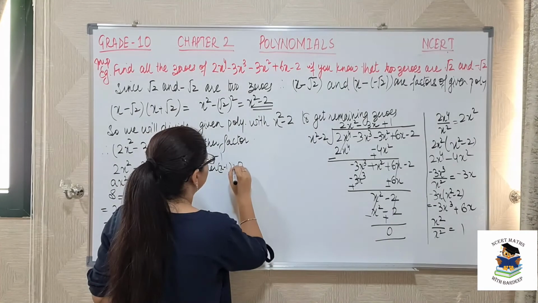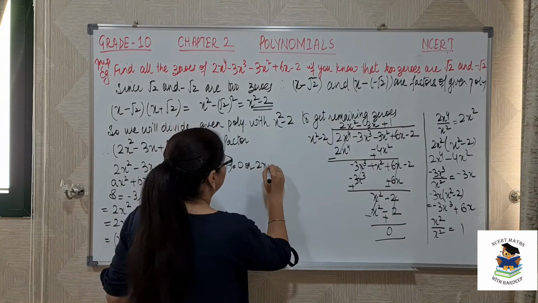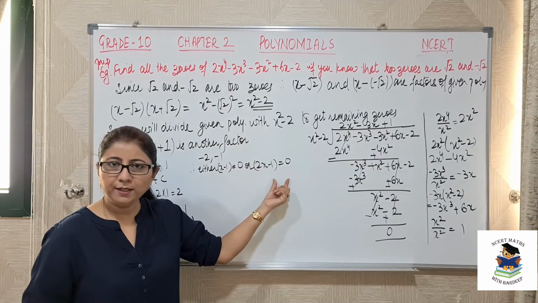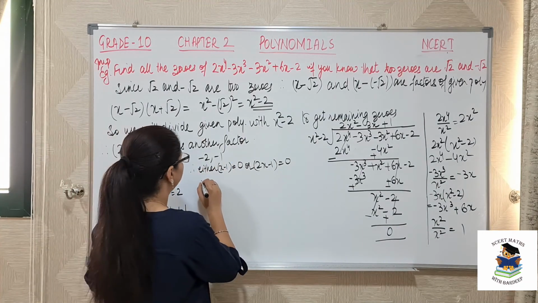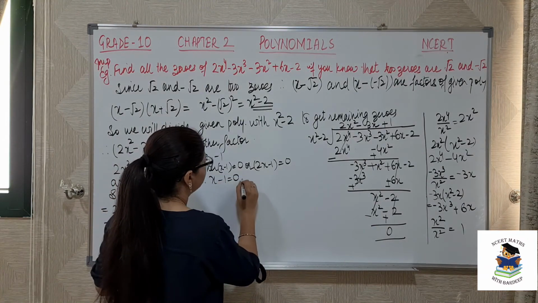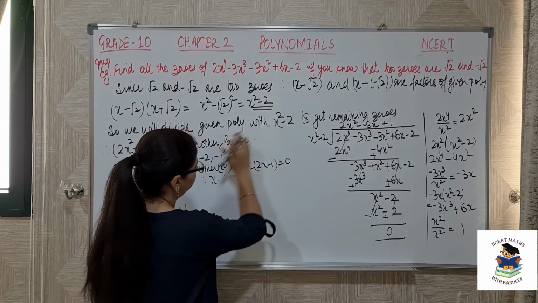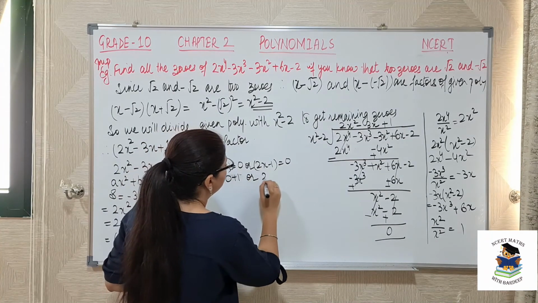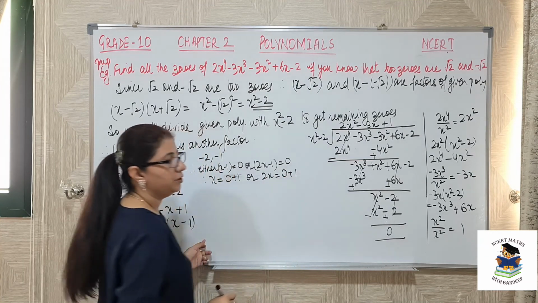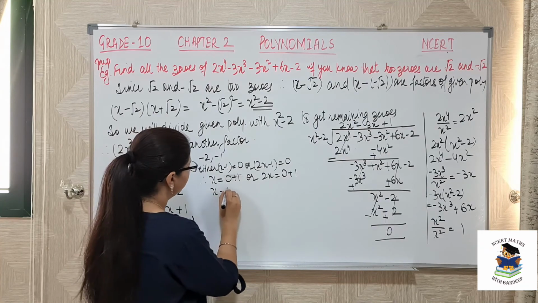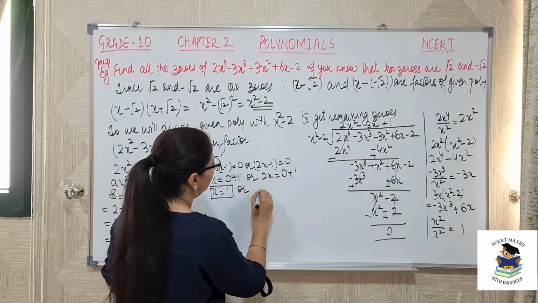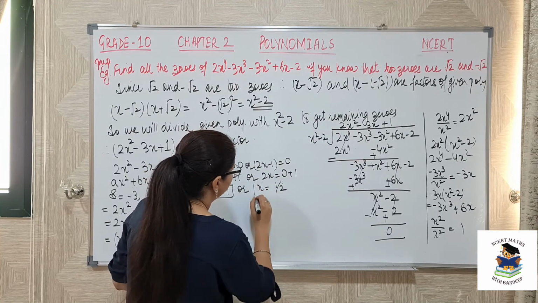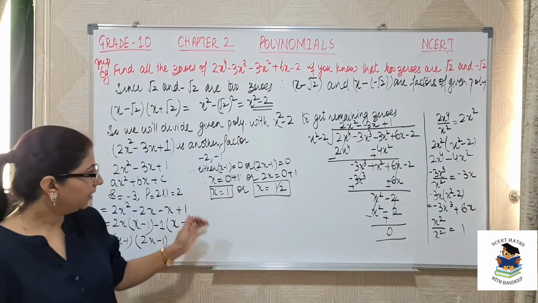Therefore, either x minus 1 is equal to 0 or 2x minus 1 should be 0. If this is 0, x will be 1. If this is 0, x will be 1 by 2. Therefore, x minus 1 equals to 0. Now, we will shift 1 to other side. So, x is equal to 0 plus 1 or 2x is equal to 0 plus 1. Correct? So, x is equal to 1 or x is equal to, this is 0 plus 1 is 1. This 2 will come in the denominator, 1 by 2. Okay. So, we are done.